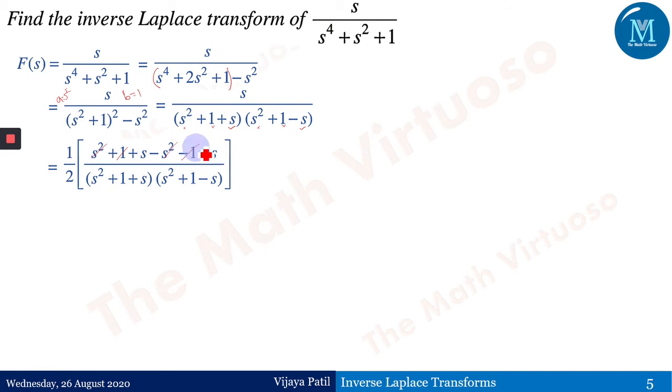2 times s. But we don't want 2 times s. We want just 1 times s. And therefore this has been divided by 2. And this is an adjustment just to have this. What we have done, we have taken the first term minus the second term. So that means the previous step is nothing but s square plus 1 plus s minus s square plus 1 minus s, divided by these two brackets, s square plus 1 plus s and s square plus 1 minus s.